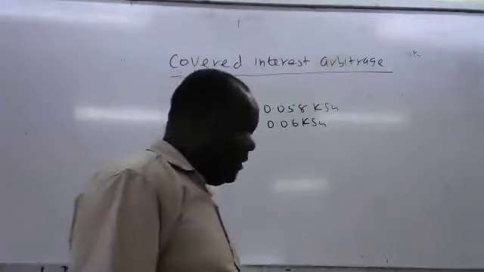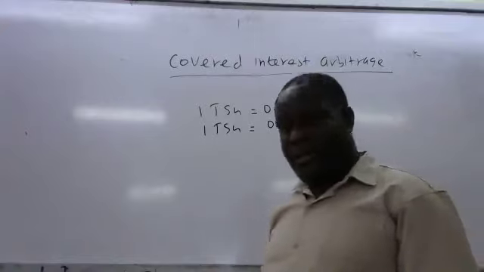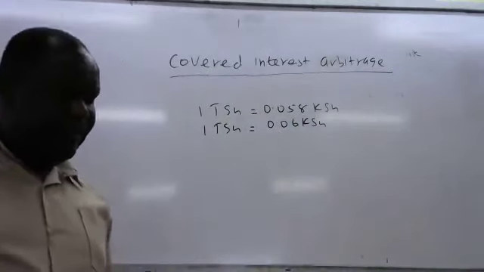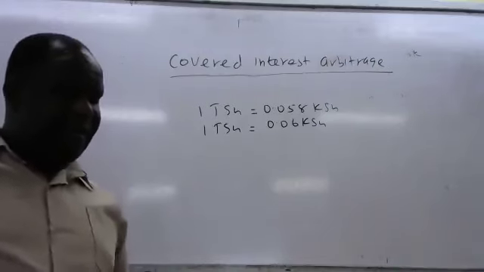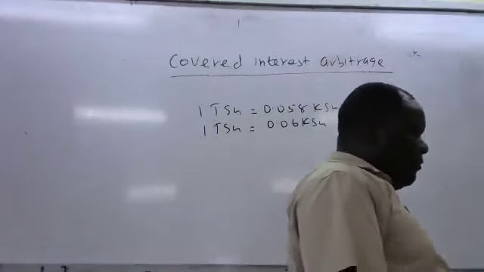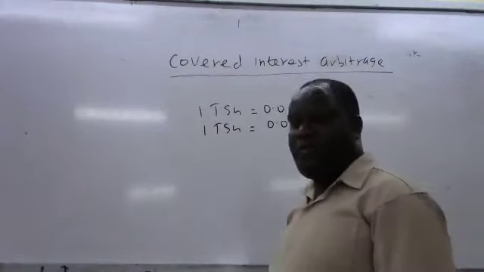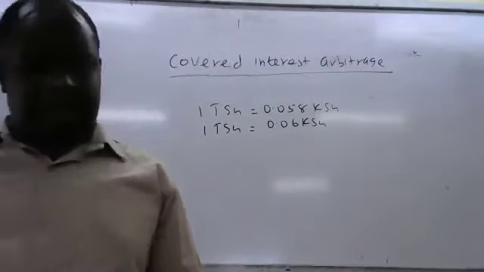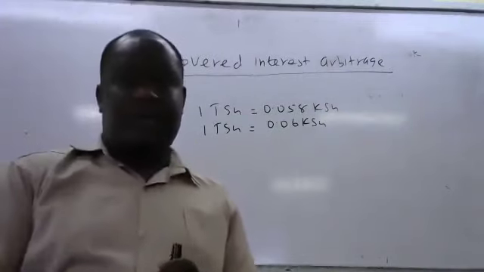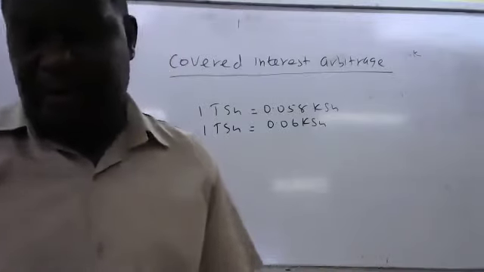Then we continue by noting that the interest rate in Kenya is 20% per annum, while in Tanzania, it is 30% per annum. So now required is that calculate the gain from the covered interest arbitrage.